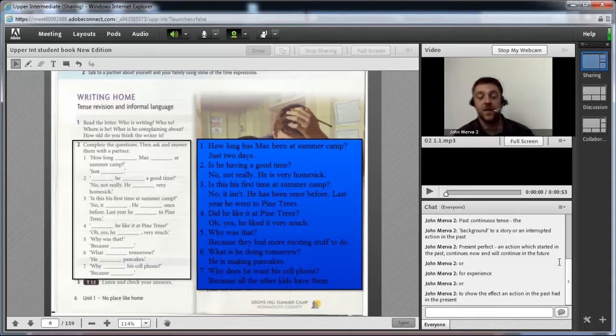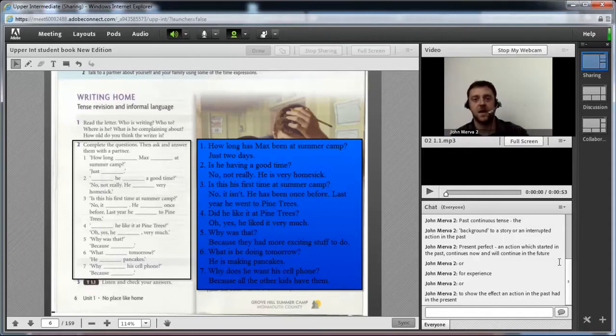That is something that started in the past, that continues now, and will probably continue in the future. He's not going home from summer camp just yet. We can also use it for our experience. I have been to Australia. And our very last one, to show the effect an action in the past has had in the present.